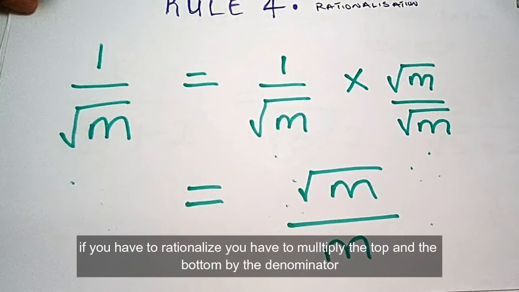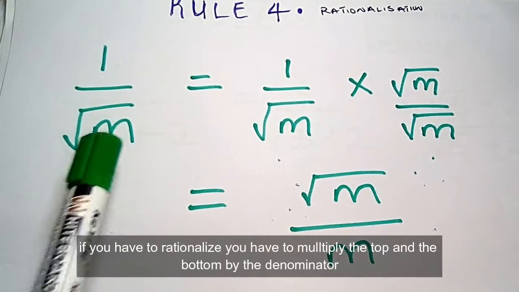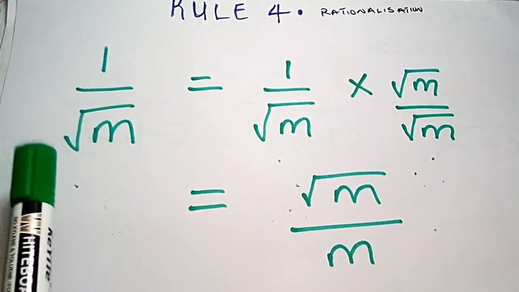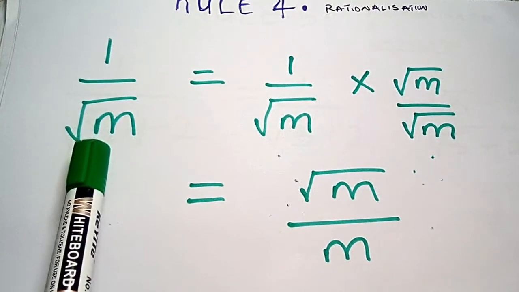If you have to rationalize, you have to multiply the top and the bottom by the denominator, by the root of m, just like you see here.